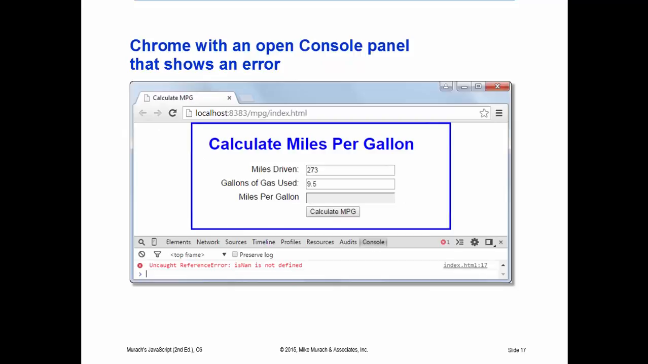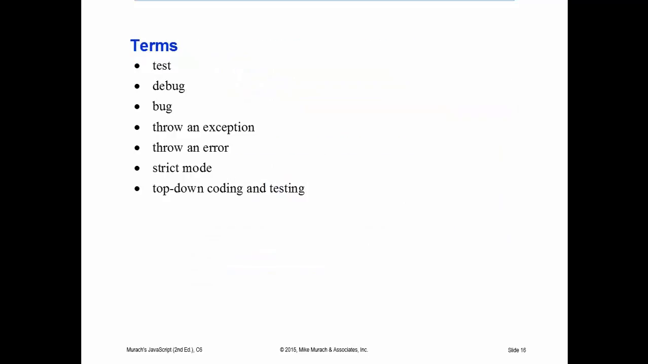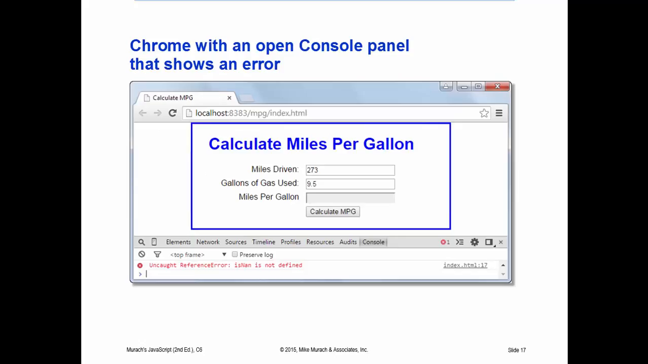All right, again, you should be able now to understand these terms: that you do test and why you test, the difference between testing and debugging, what a bug is, an exception that can be thrown, how to throw an error, what strict mode is, and now, because we just went over it, what top-down coding and testing are.